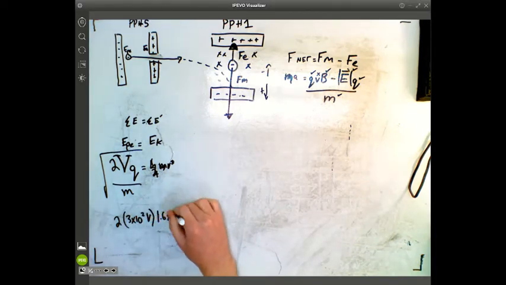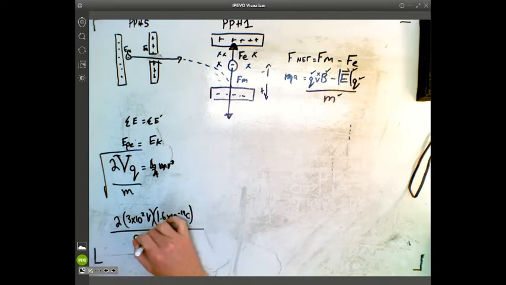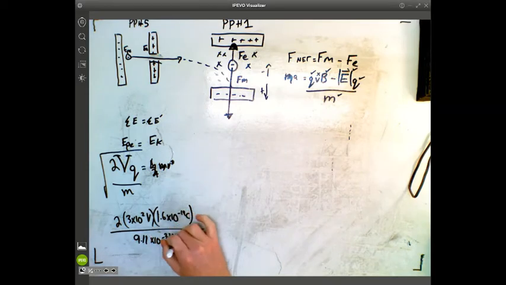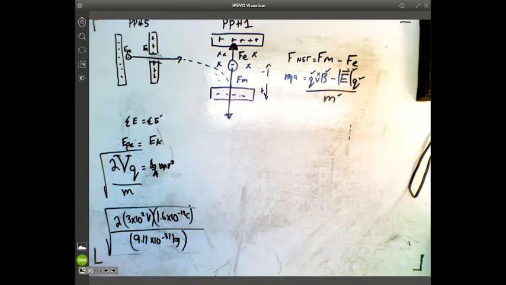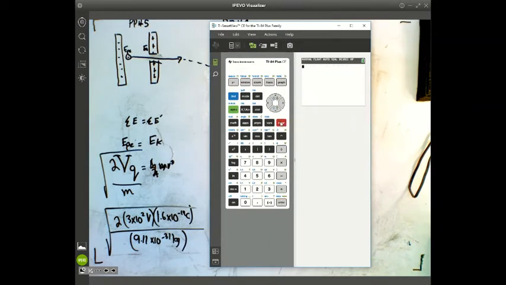1.6 times 10 to the negative 19 coulombs is the charge of my electron, and 9.11 times 10 to the negative 31 kilograms is the mass of my electron. So I square root that, and I have a fancy on-screen calculator because I'm back at school. So I'll plug all that in here.